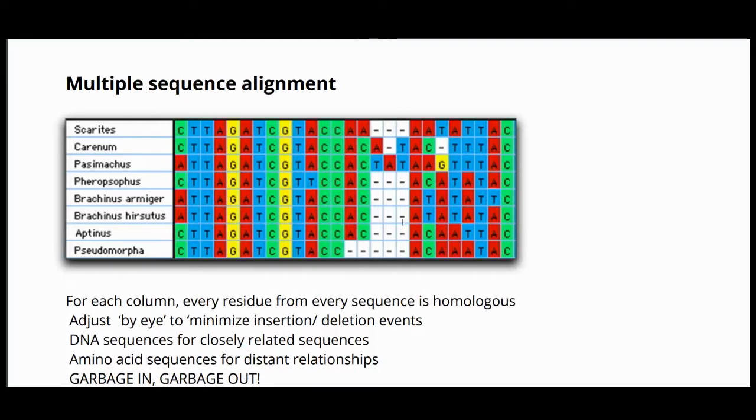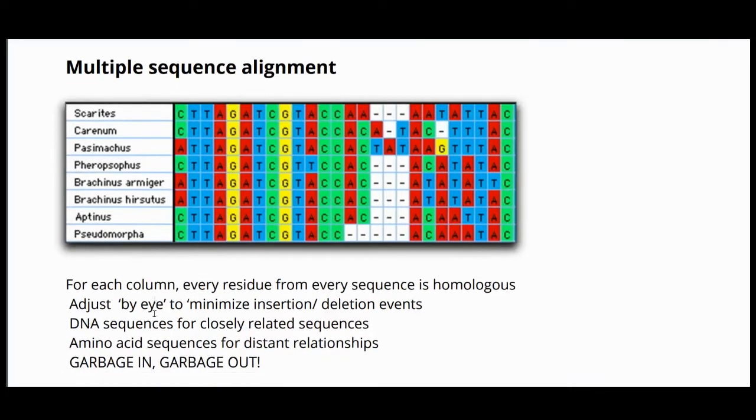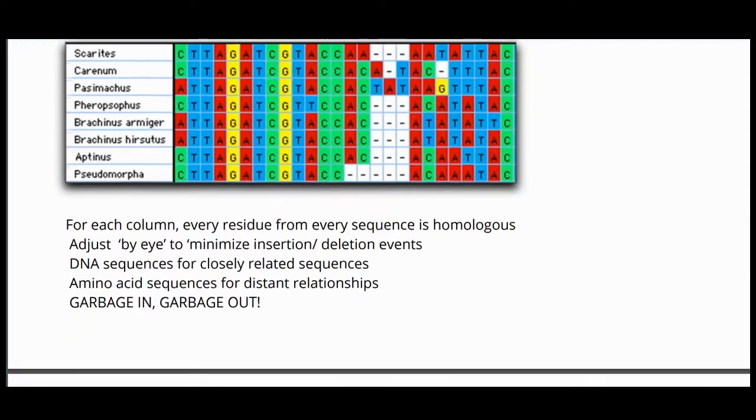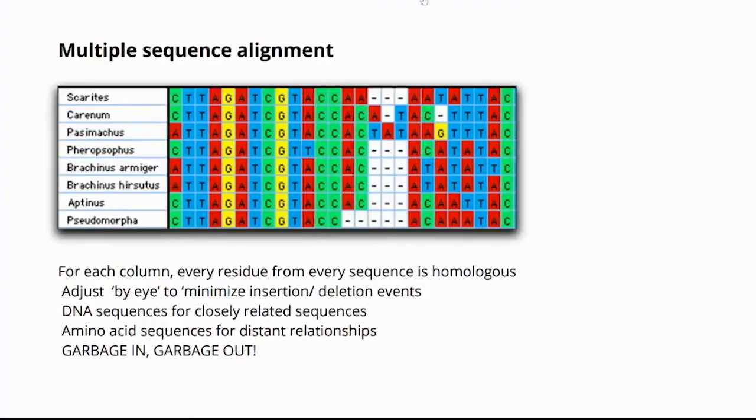So in a multiple sequence alignment, every residue from every sequence is homologous. Homologous is a hypothesis that you can adjust by eye to minimize insertion deletion events. Normally DNA sequences are used for closely related sequences, and amino acid sequences are used for distant relationships. Creating a multiple sequence alignment is an important step.